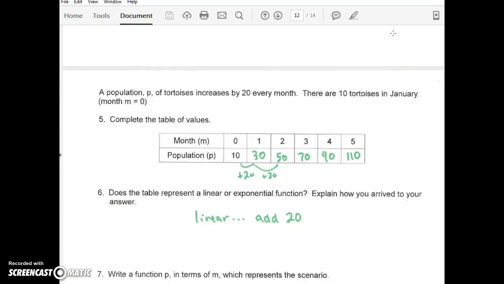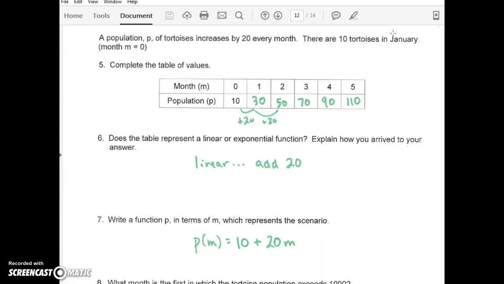And in question number 2, we got a population of tortoises increasing by 20 every month. We're adding 20 every single month, so that would be a linear relationship. And our justification is that we added 20. Question 7 says write a function p of m, p in terms of m, which represents the scenario. So p of m is your initial value, 10, plus what you're adding every month, that's your slope, times the number of months.